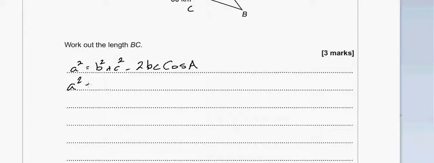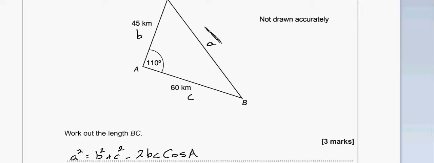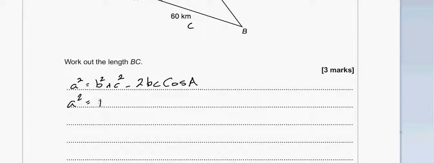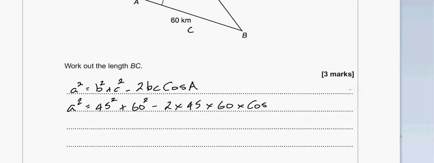So a squared equals, now b squared, now b is 45, so that's going to be 45 squared plus c squared, so that's 60 squared minus, and this is going to be 2 multiplied by b, which is 45, multiplied by c, which is 60, multiplied by the cosine of the angle A, which is 110 degrees.